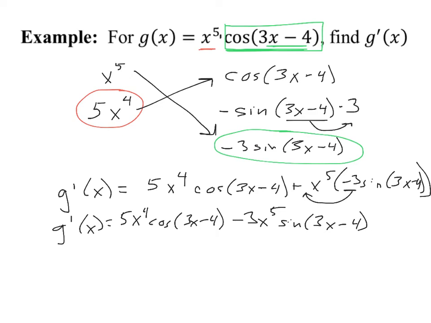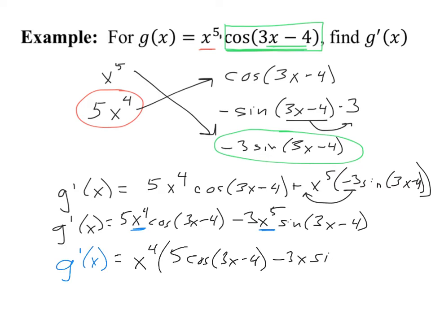And I think the very last thing I'm going to do here is remind you guys that this idea of factoring is still a really valuable thing. So when we look at these two terms, what is it that they have in common that can be factored out? Hopefully you notice that really the only thing that they have in common that can be factored out are some of these x's. I do want to point out that this 3x minus 4 looks like it's the same, and it is, but I can't factor it out because it's inside of a sine and a cosine. So I am going to be factoring out x to the 4th. That leaves me with 5 cosine 3x minus 4 minus 3x sine of 3x minus 4.